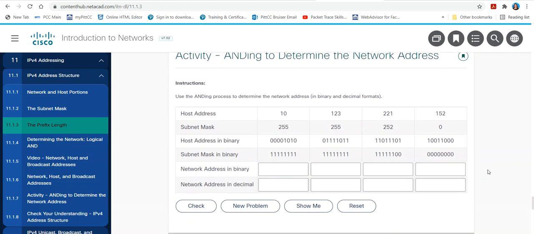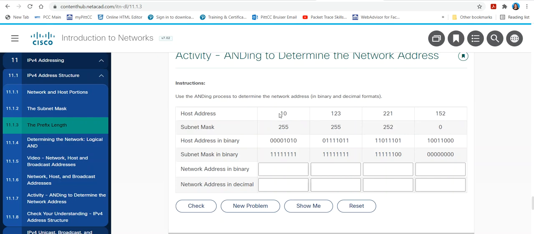So let's look at another example of ANDing, just to make sure that you have a good understanding of that. I would recommend working through this activity to make sure you have a good understanding. And I want to show you a shortcut with this as well. So let's look at this. This is 10.123.221.152, and notice the mask is 255.255.252.0.